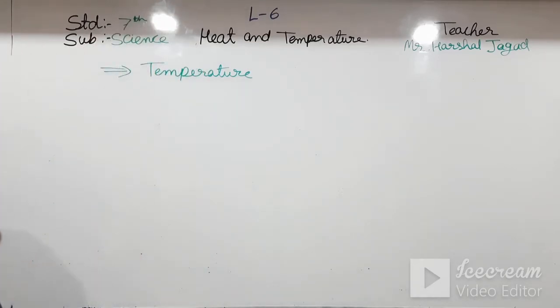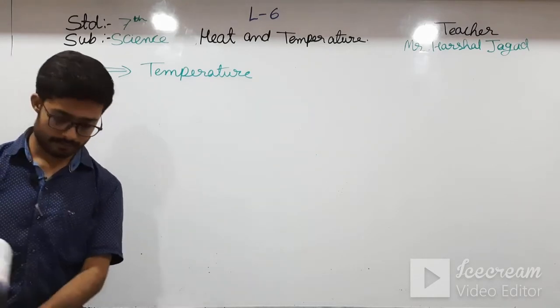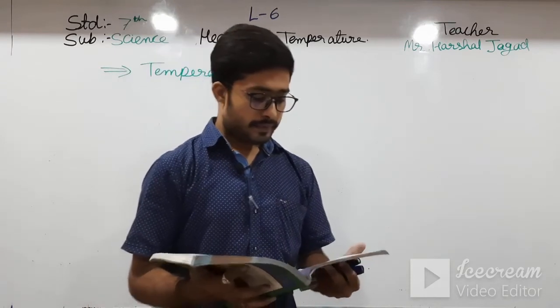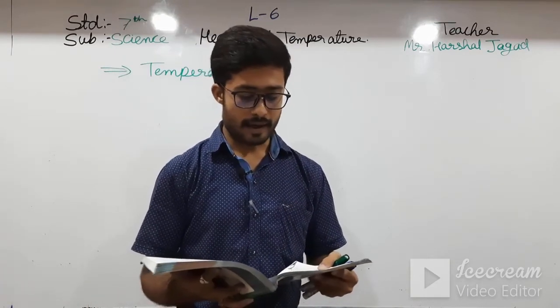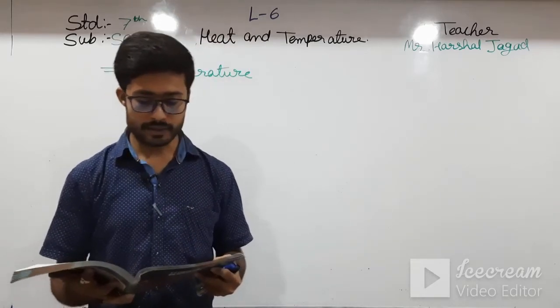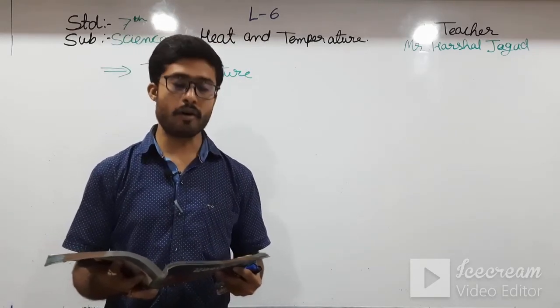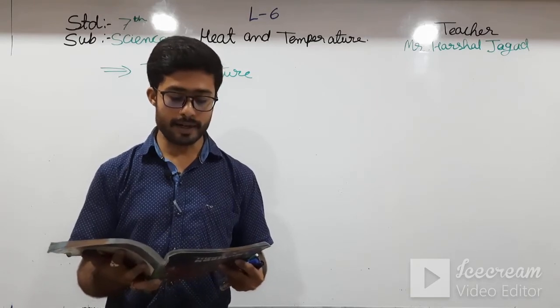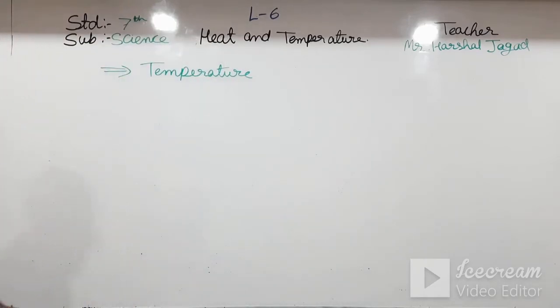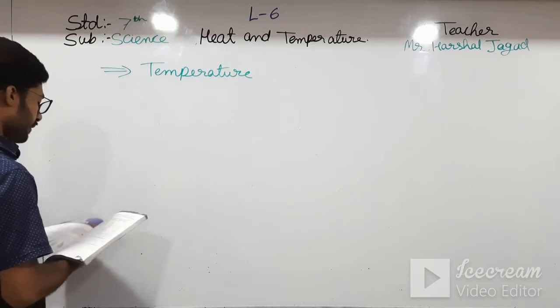See here in your textbook, it is written that some things are hot and some things are cold. This is because of a quality called temperature. Temperature indicates the degree of hotness or coldness of a body or a place. See here, I am writing this. So what is temperature?